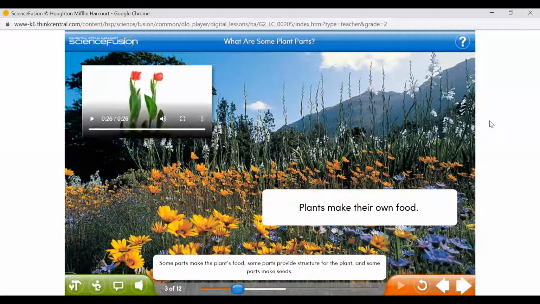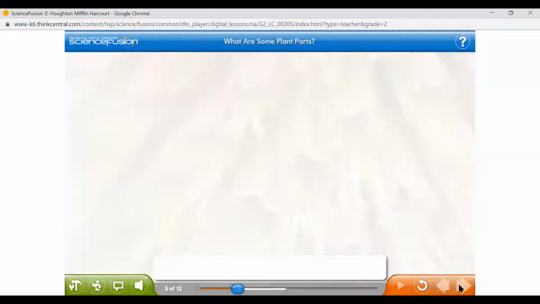Exactly. So all parts are very important in this plant, and we know the process by which the plant makes its own food. We call it photosynthesis. Okay, photosynthesis is the process by which a plant makes its own food, right?